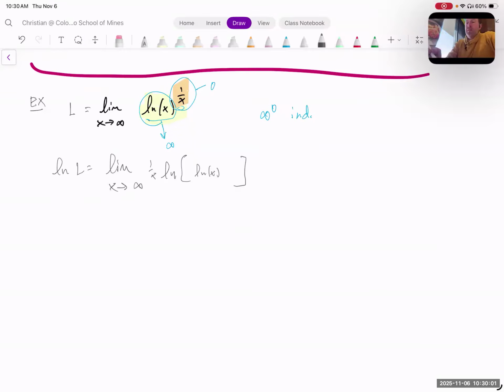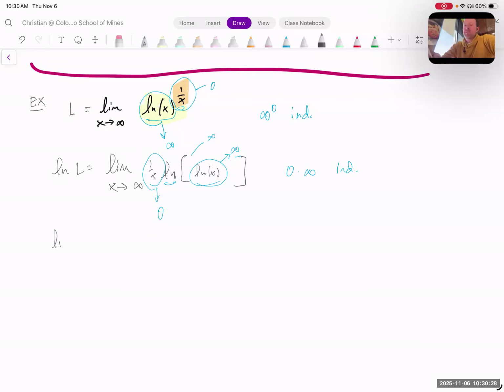Our form on the left: natural log of x is going to infinity as x gets big. Natural log of infinity is also going to infinity. And this piece is going to 0 as the denominator gets big. So we have 0 times infinity, still indeterminate. We have to work this into a fraction.